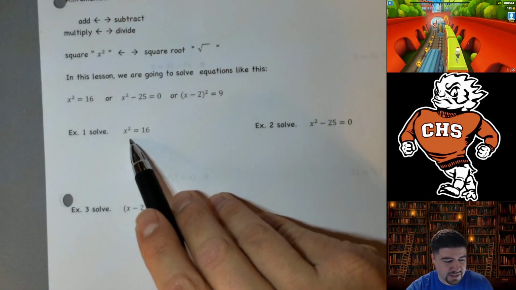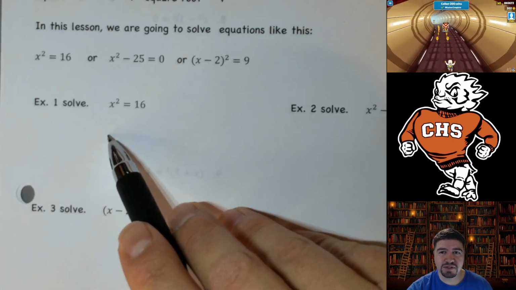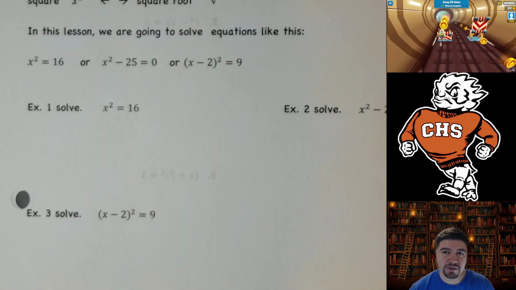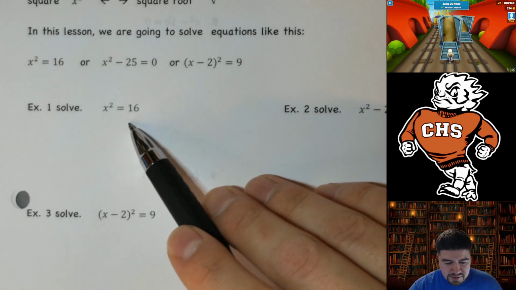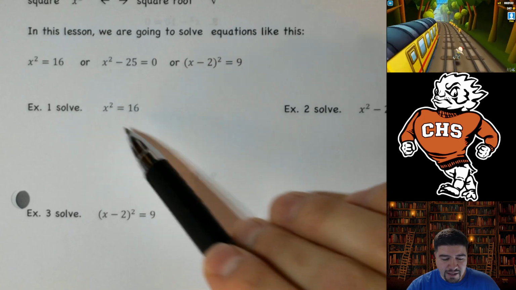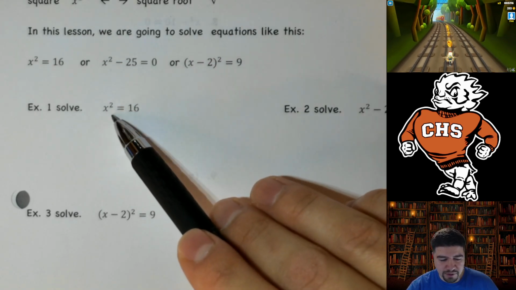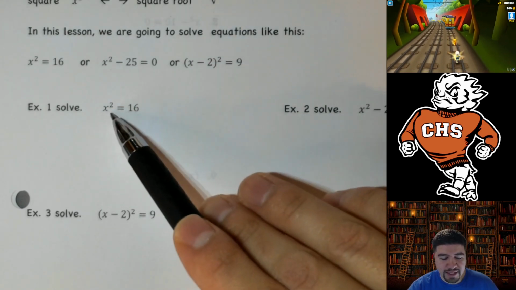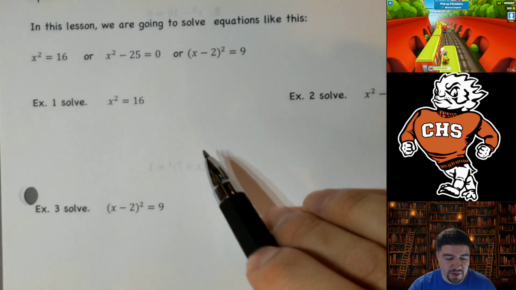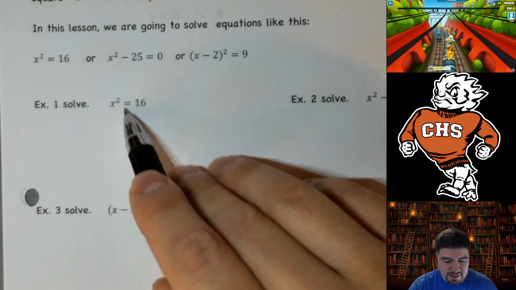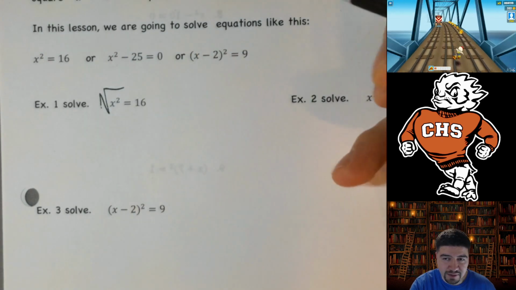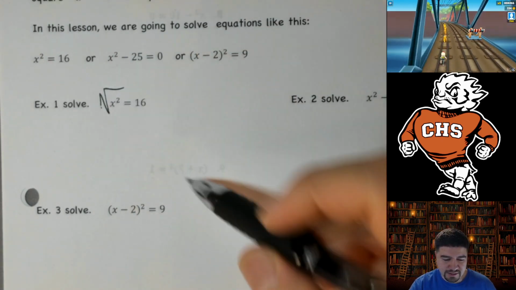x squared equals 16. Let me zoom in a little bit more as well, and hopefully get that focused. So x squared equals 16. Like I said, when we are looking at any equation and we have a variable that we're trying to solve for, we want to get this variable by itself. We want to get x by itself. So in this case, I'm noticing that this x is being squared. It's being raised to the power of 2, so I have to do the inverse of that, which is the square root, just like I said.